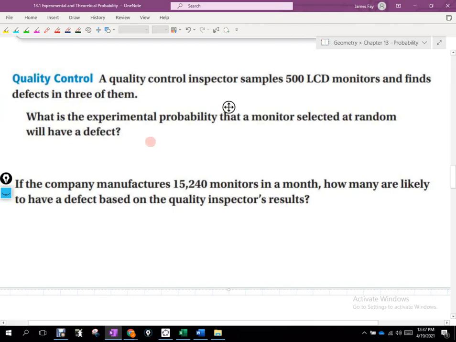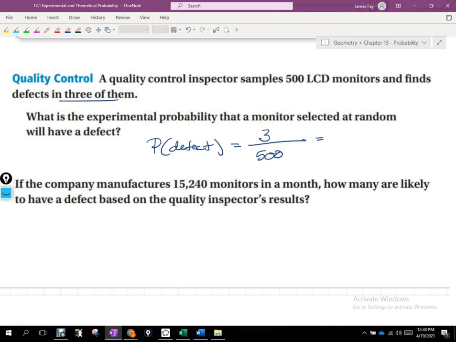So it says, what is the experimental probability that a monitor selected at random will have a defect? Well, the probability of a defect would be the number of outcomes that are aligned with our event. There were 3 outcomes that were defects out of the total sample space, which would be 500. So 3 divided by 500 is going to be our probability.